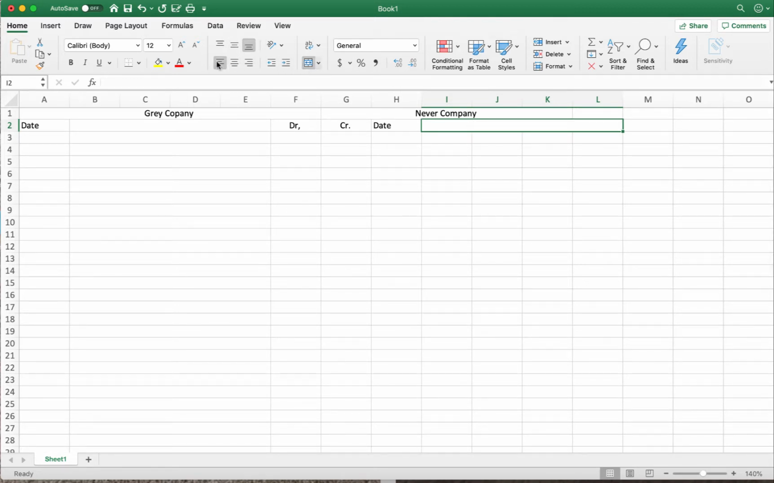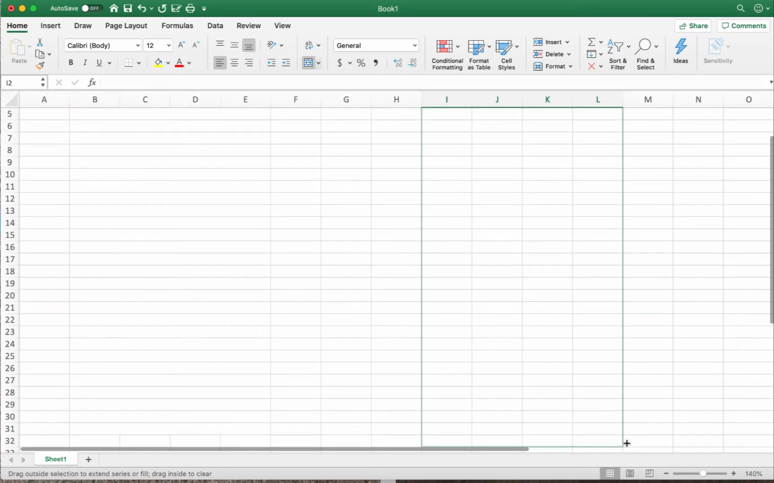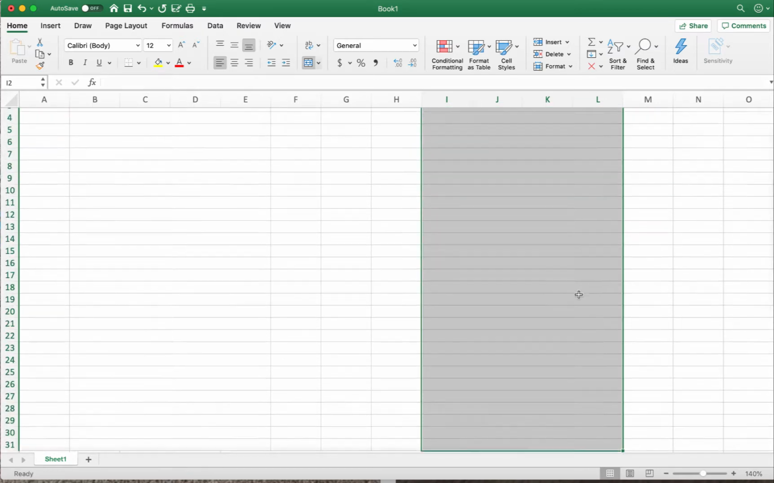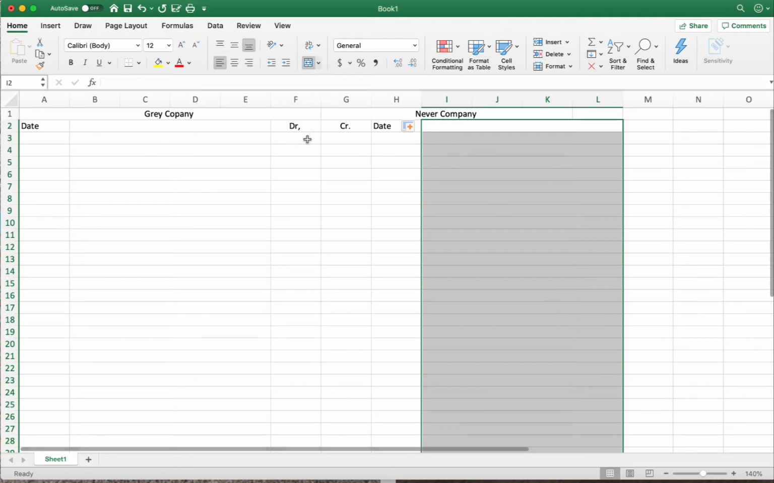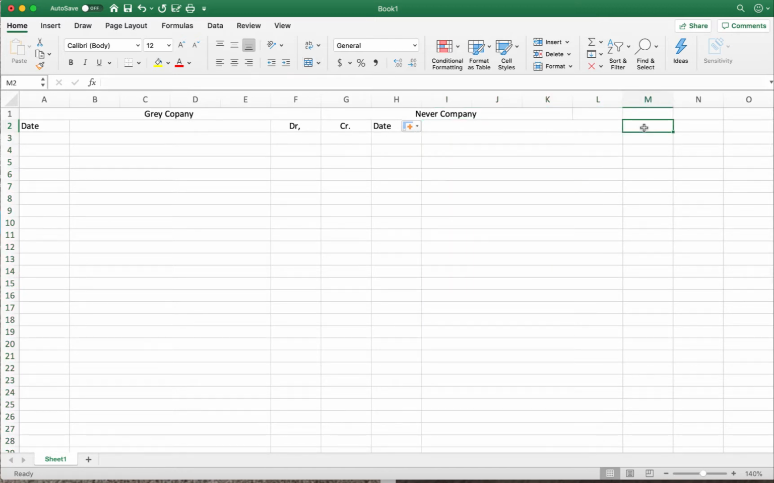I'm going to left align, and I'm going to click, keep the mouse button down, and drag down just to format the rows below it, okay? I'm going to put in my debit column, my credit column. I want to make sure that these are centered.